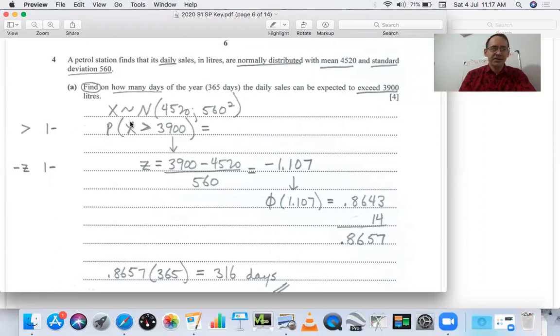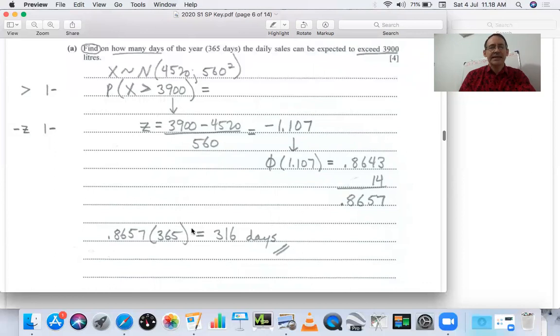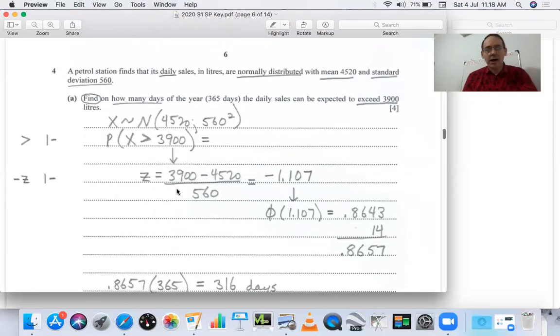So our probability is that the random variable exceeds, so it's greater than 3,900, and we need to find the probability so that we can find how many days. So we follow our flow chart that we learned for normal distribution, and we need to make a couple of observations. First, we plug the 3,900 into our x value, minus the mean, divided by standard deviation, not variance, standard deviation, so just the 560.